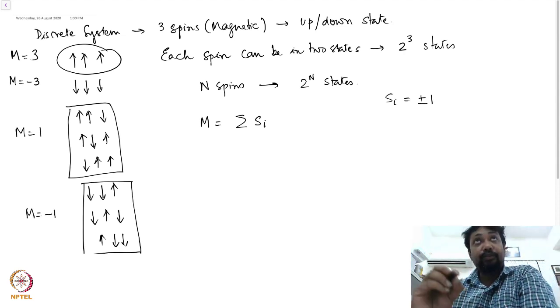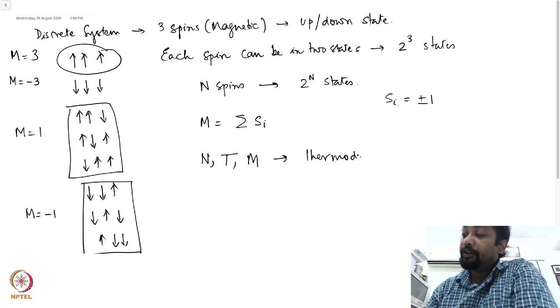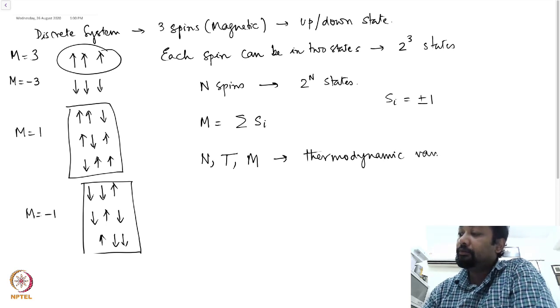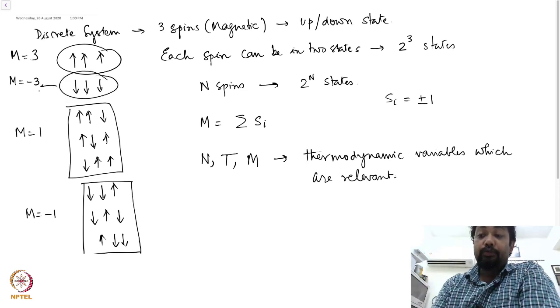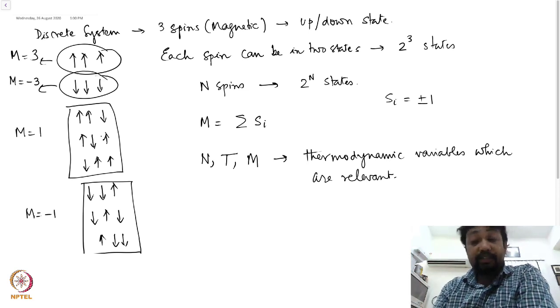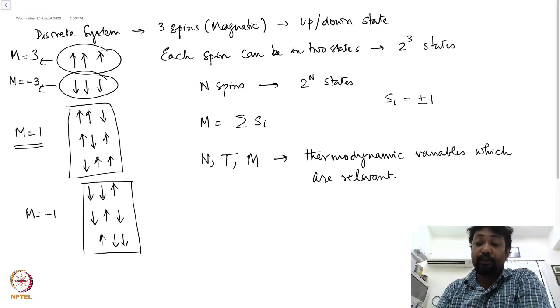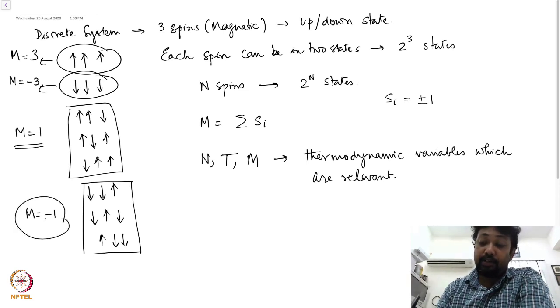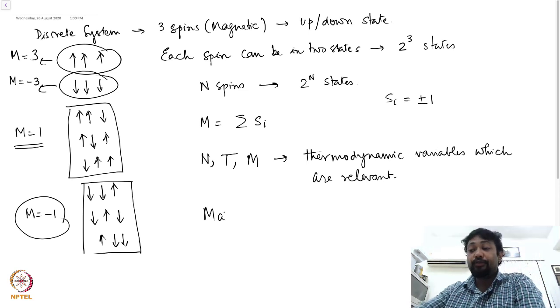So for our case, if I want to describe the system macroscopically, which means within the scope of thermodynamics, particle number n, temperature and magnetization are the thermodynamic variables which are relevant. Not all these microstates belong to the same macrostate. These 3 microstates belong to the macrostate which has a magnetization of 1. And these 3 microstates belong to the macrostate where the magnetization is minus 1. Therefore, with these two examples, it's very clear, this is of course the case when I have 3 spins.